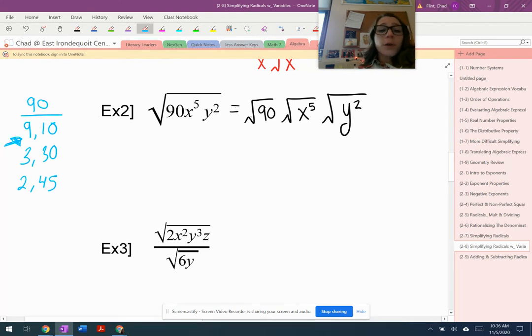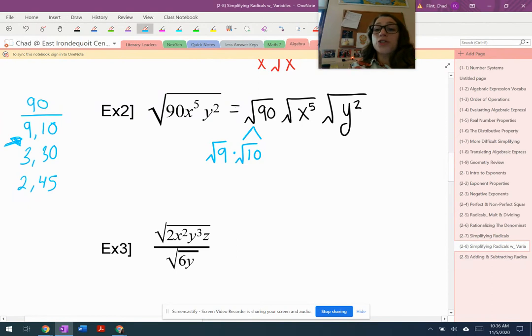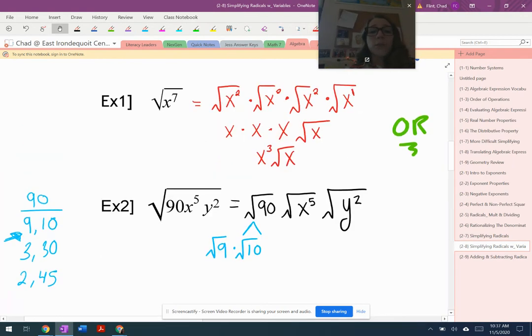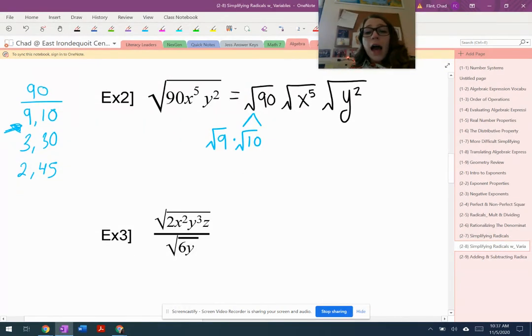So I can break the square root of 90 up into the square root of 9 times the square root of 10, because 9 times 10 gets me back to that original 90 that I had. We're just factoring things, really. And then this square root of x to the 5th, just like we did above with x to the 7th, how many x squareds can I break that x to the 5th up into? Square root of x squared times the square root of x squared, that gives me 4. I need 1 more to get to that 5.